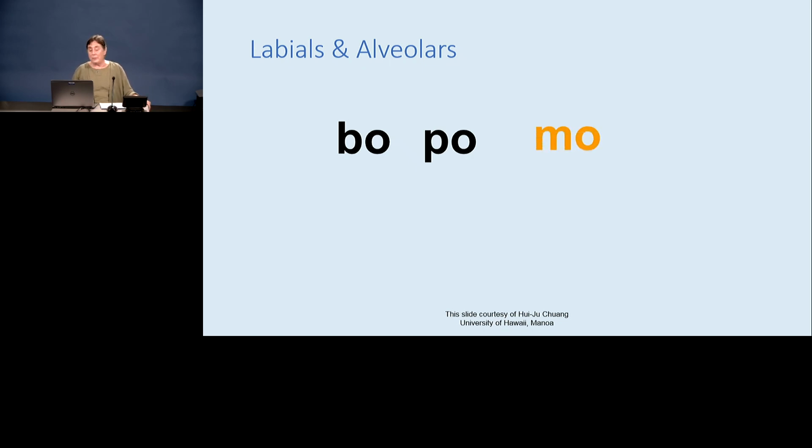And then we have mo. That is that nasal sound. Your mouth is making the same shape, but you make a different type of sound. You let it sort of ring in your nasal cavity a little bit. Mo. And then finally, you let a little bit of friction go out. Fo.